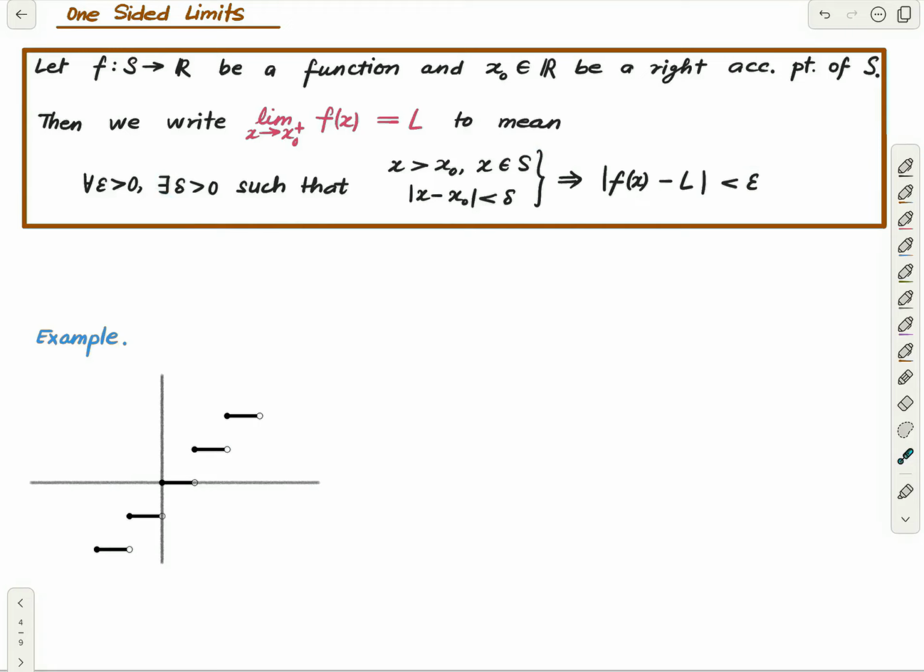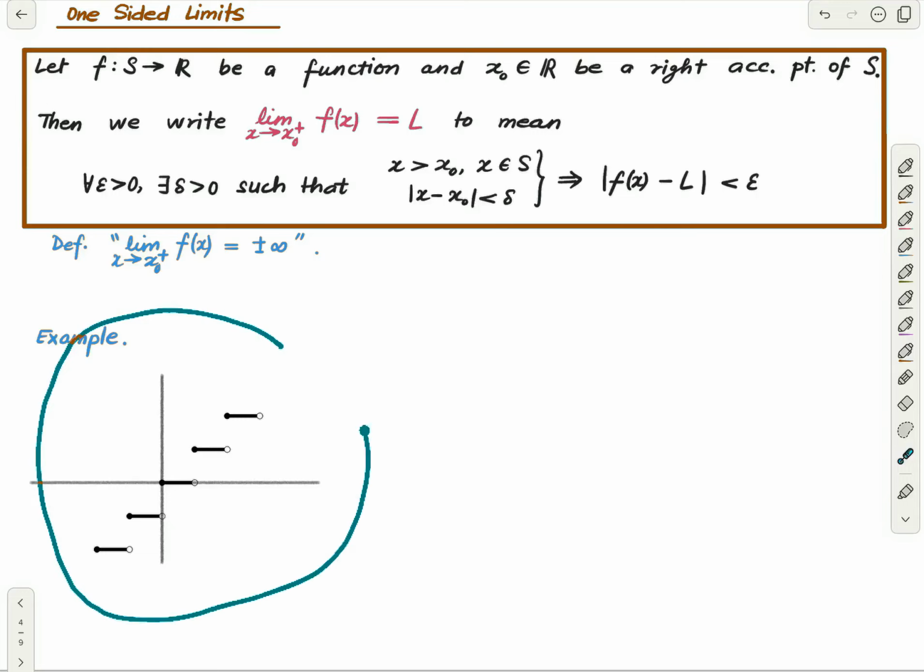Okay, and here is another exercise for you: define this expression, with plus infinity or minus infinity. So this is an exercise.